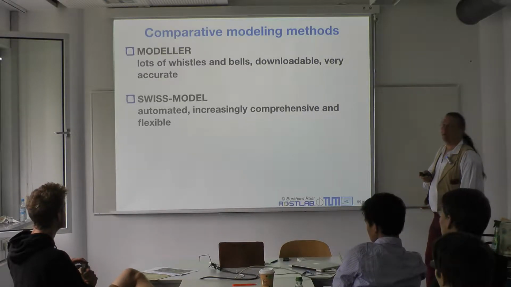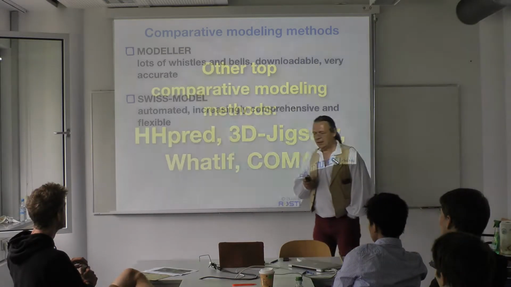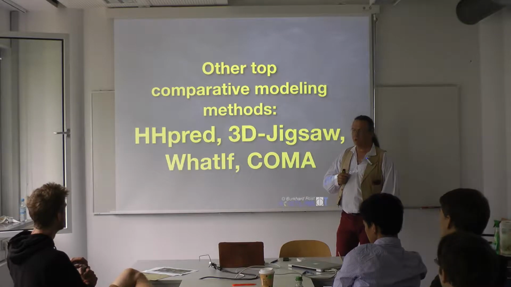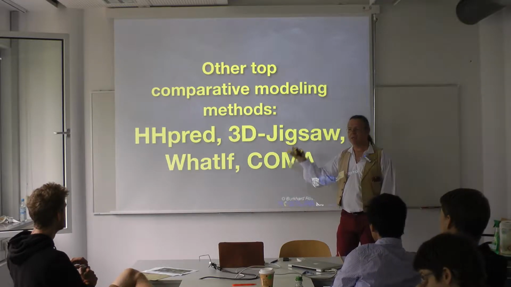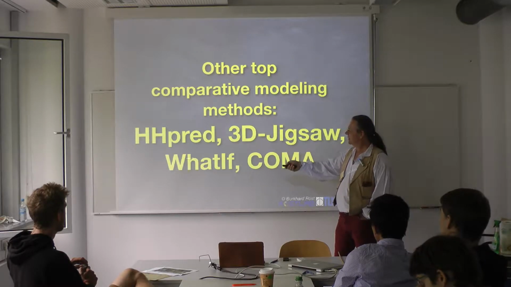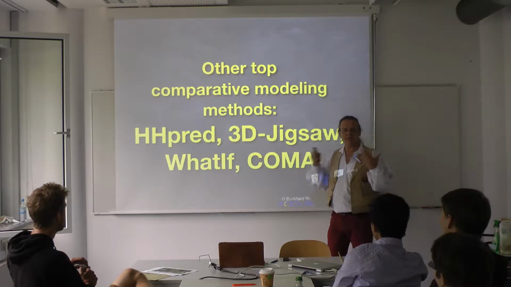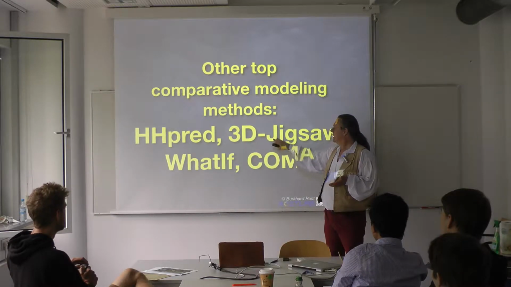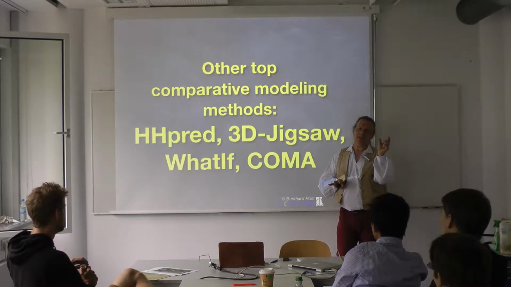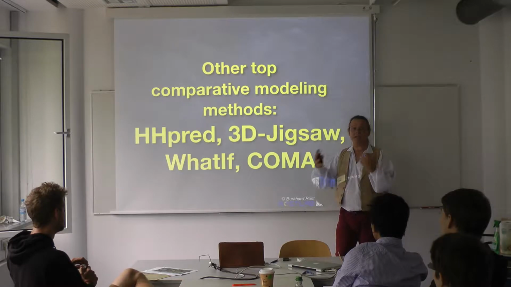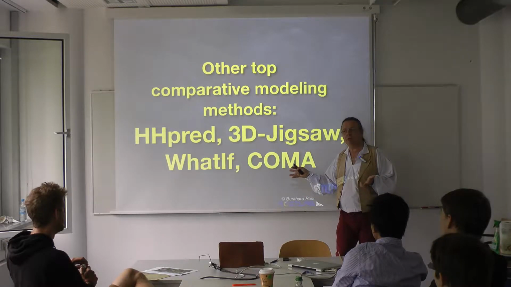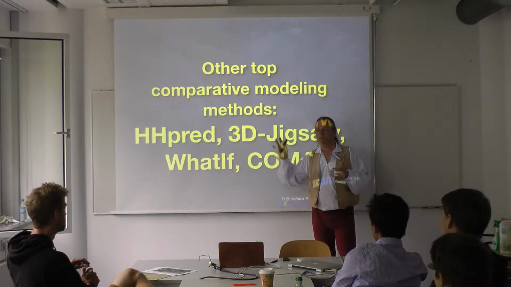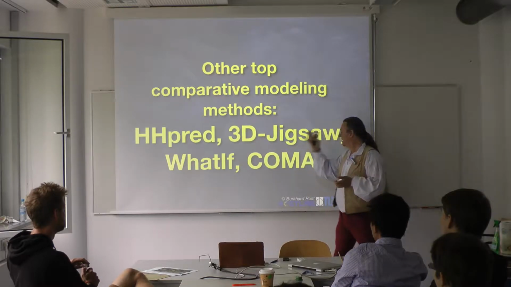It is automated, increasingly comprehensive and flexible. Today, in the talk where I discuss comparative modeling in much more detail, I will tell you that there are other methods out there. HHpred does something like that, but it does a much better job on the alignment. 3D-JIGSAW simply assumes that every local structural motif is already somewhere in the PDB, and all we need to do is find these motifs and then string them up and essentially build structures from the known motifs we have. That's the idea here.